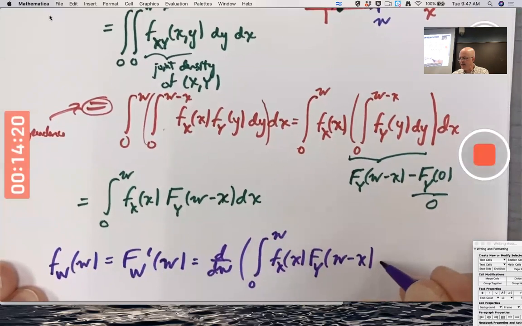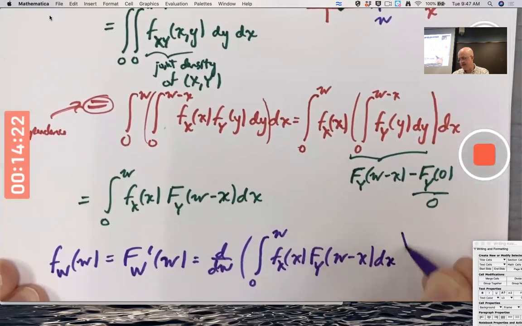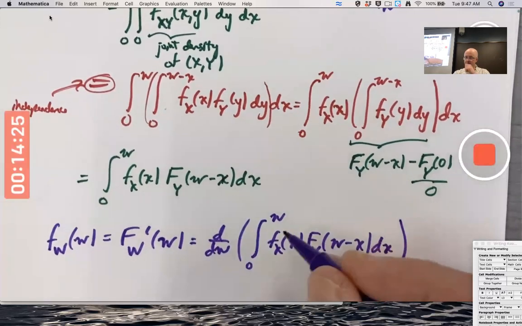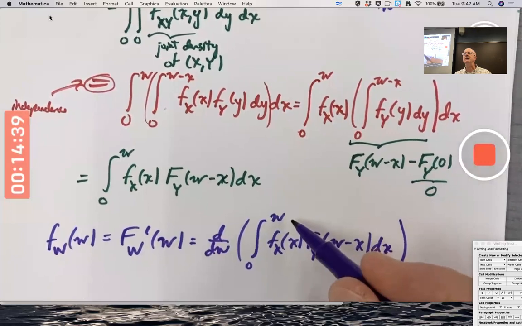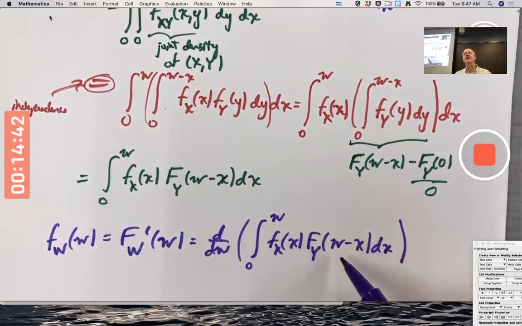That sounds kind of familiar, or it should at least. Where the variable is in the upper limit of the integral, that sounds like a fundamental theorem of calculus, part 2 problem, right? Except there's a fly in the ointment here. That's not the only place W appears. It also appears right there. So what does that mean? That means we can't use the fundamental theorem of calculus to do this derivative. However, there is another rule that we can use. You probably never heard of it before.